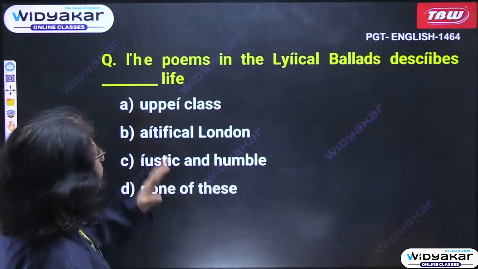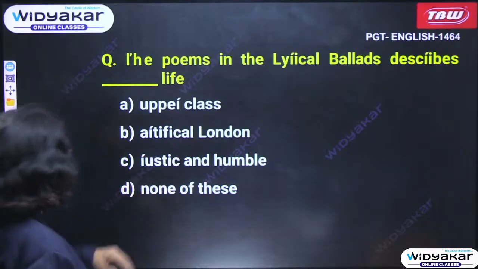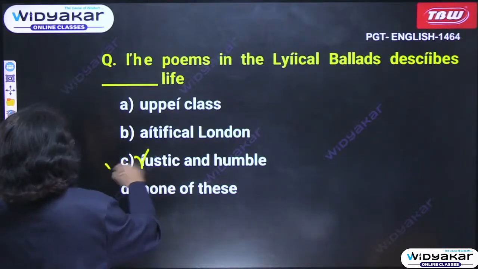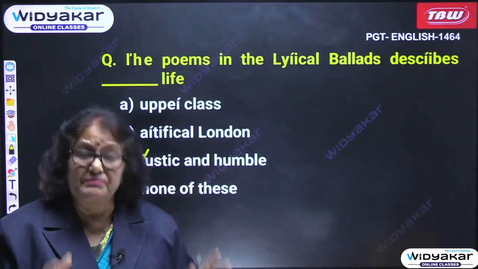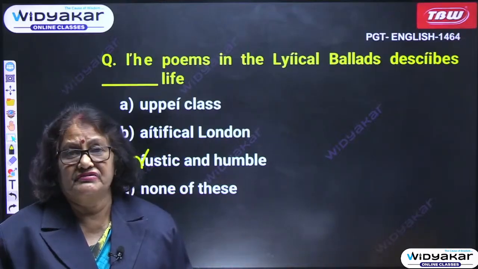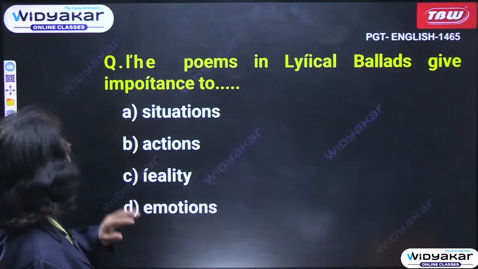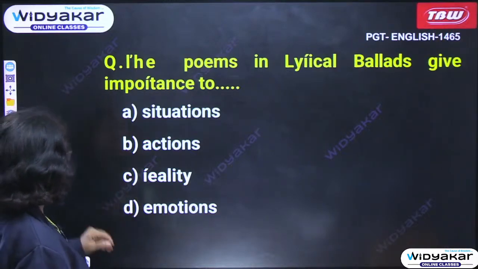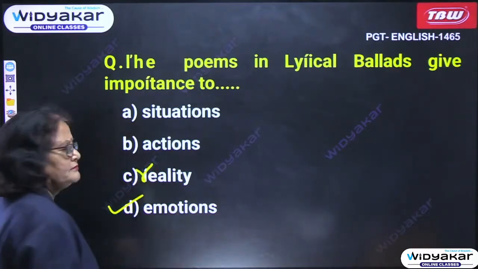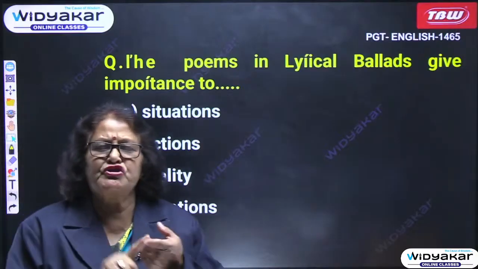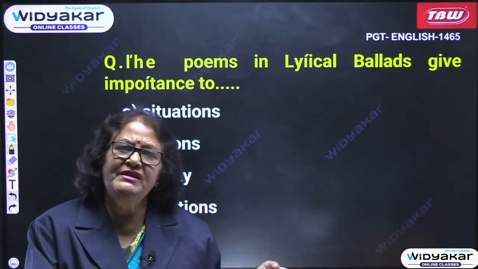The poems in the Lyrical Ballads describe dash: A, upper class; B, artificial London; C, rustic and humble; none of these. This is option C. They dealt with the rustic and humble people who live in the villages. The poems in Lyrical Ballads give importance to dash: A, situations; B, actions; C, reality; D, emotions. Obviously emotion. Romantic poetry is emotion and imagination. 18th century poetry is reason.